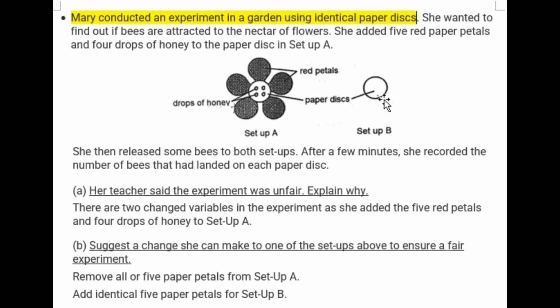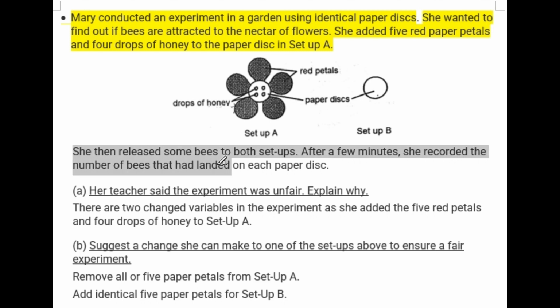Mary conducted an experiment in a garden using identical paper discs. She wanted to find out if bees are attracted to the nectar of flowers. She added 5 red paper petals and 4 drops of honey to the paper disc in setup A. She then released some bees to both setups. After a few minutes, she recorded the number of bees that had landed on each paper disc.